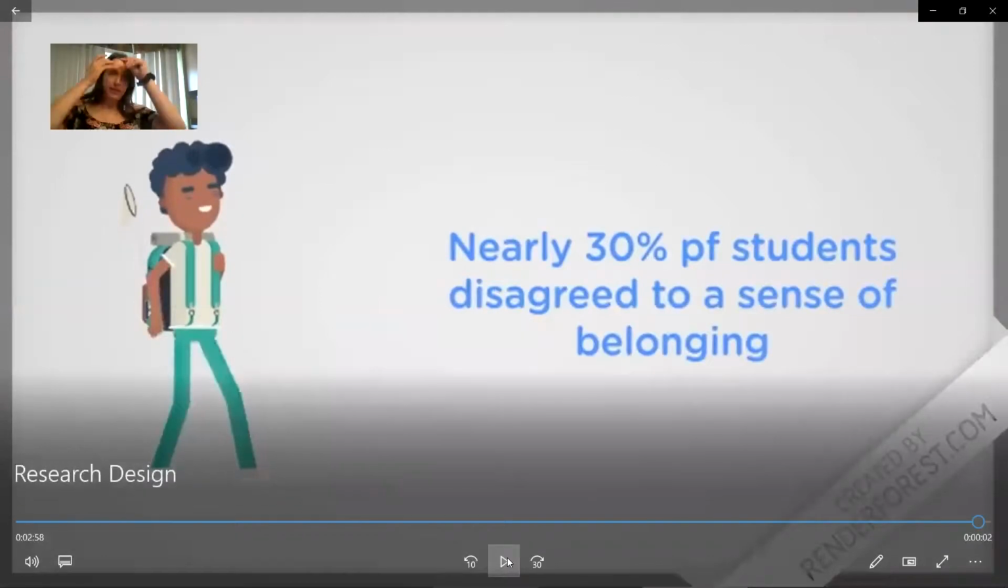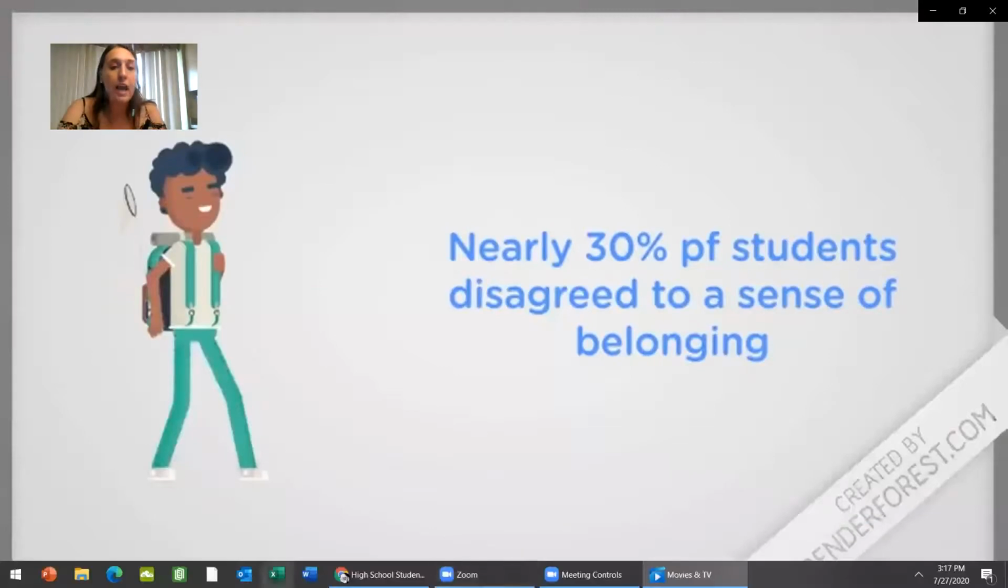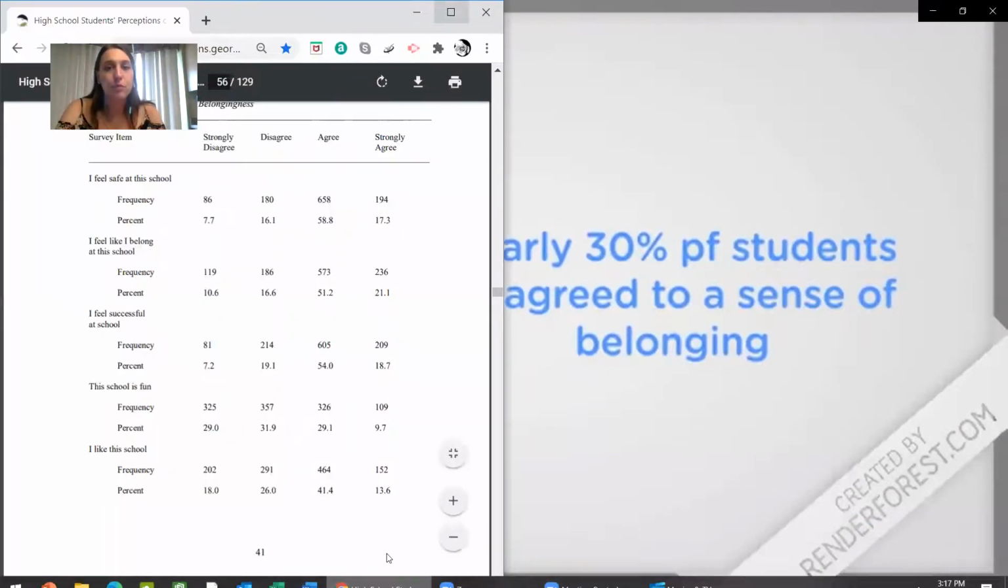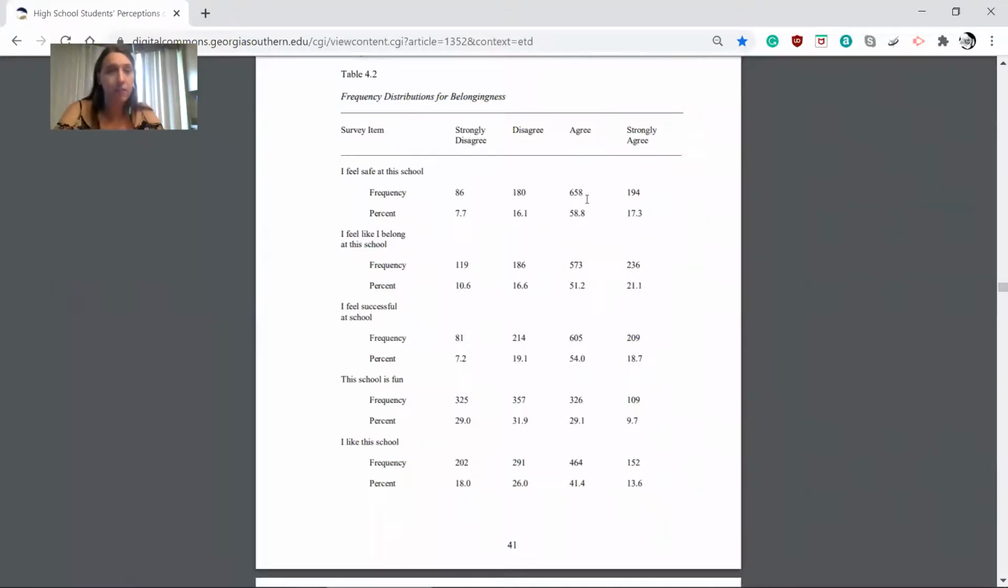So what does this mean? Taking all of this information from your survey research, where do you go from here? You have some statistics showing that 30% of students disagree to a sense of belonging, and you also have 24% not feeling safe.